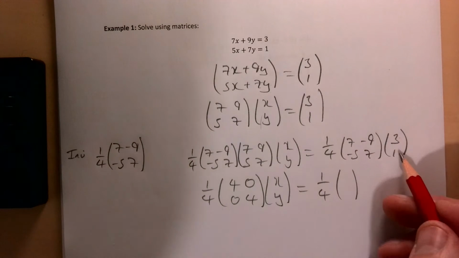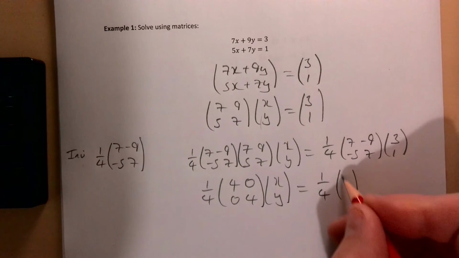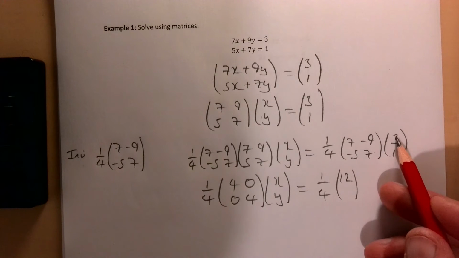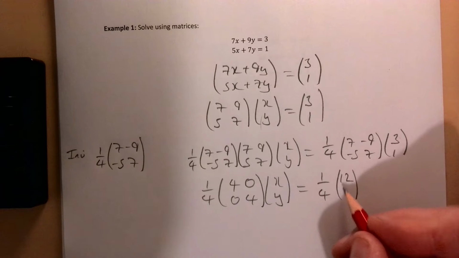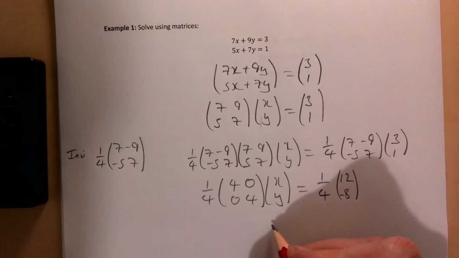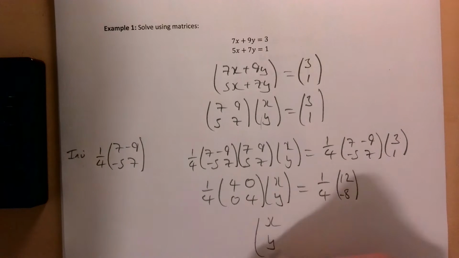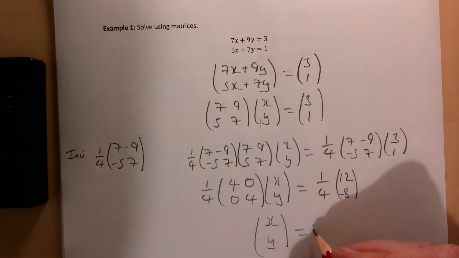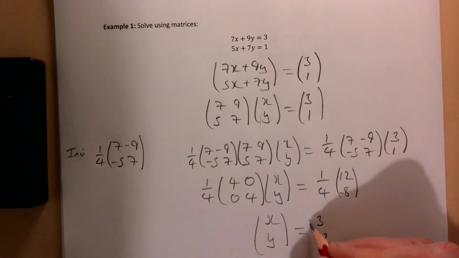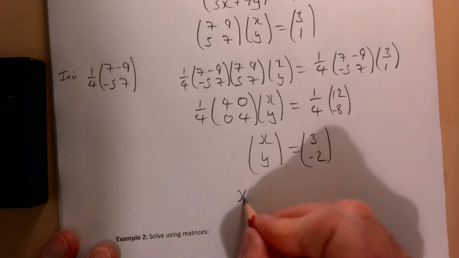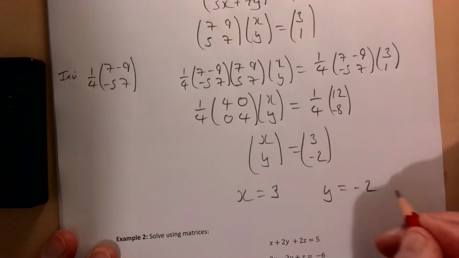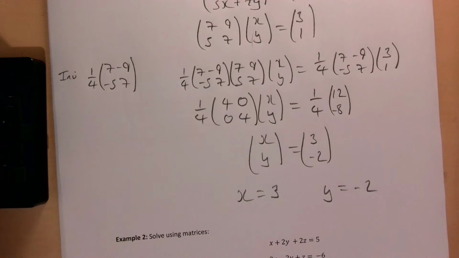21 take away 9, I think, gives me 12. And then minus 15 plus 7 gives me minus 8. So effectively here I have x and y, and a quarter of these are going to be 3 and minus 2. So that means x equals 3 and y equals minus 2.